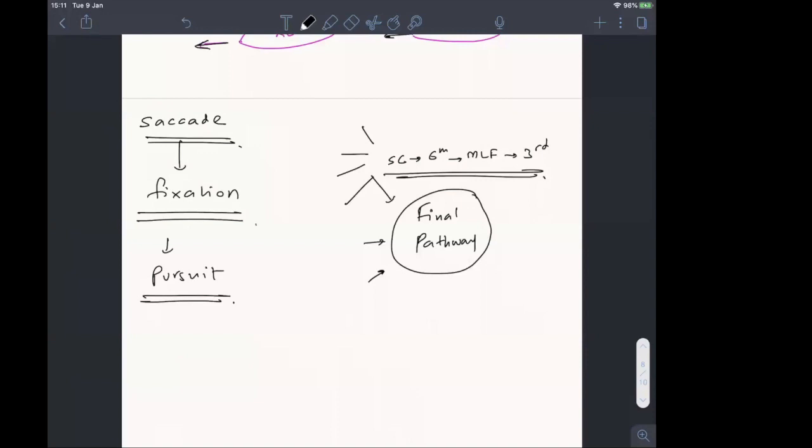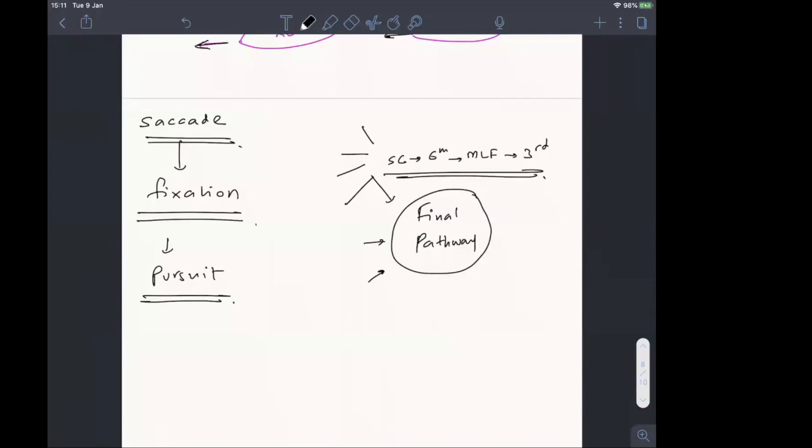It is very difficult to have pursuit if you are not able to fix, because if you can't fix it, your eyes will keep wobbling. You are not able to fix on one single image. So you can't have pursuit without fixation. And in order to have pursuit, you need to be able to look at it first. So usually there is a saccade, there's a fixation, and then there is pursuit.